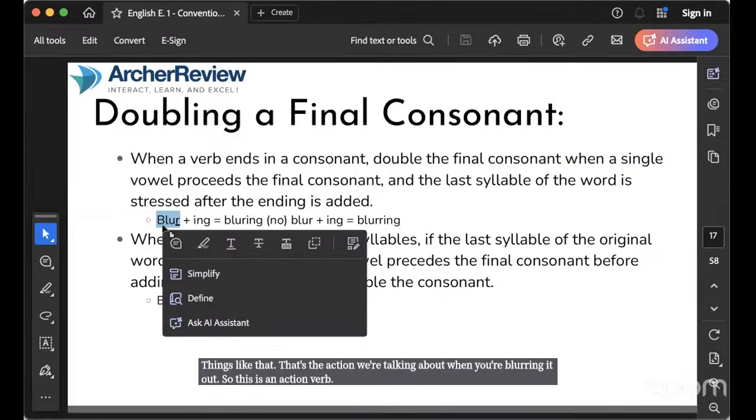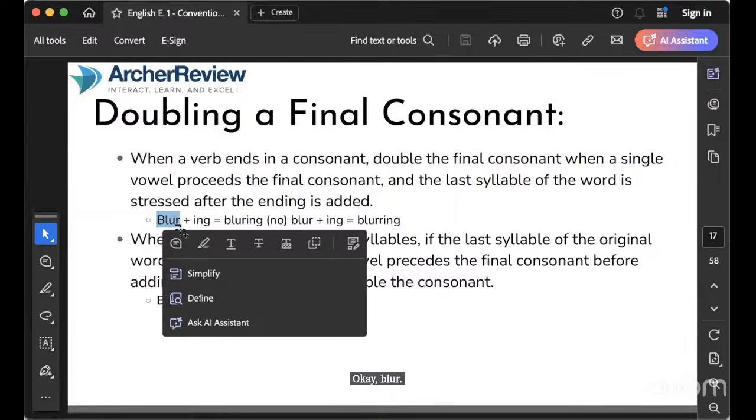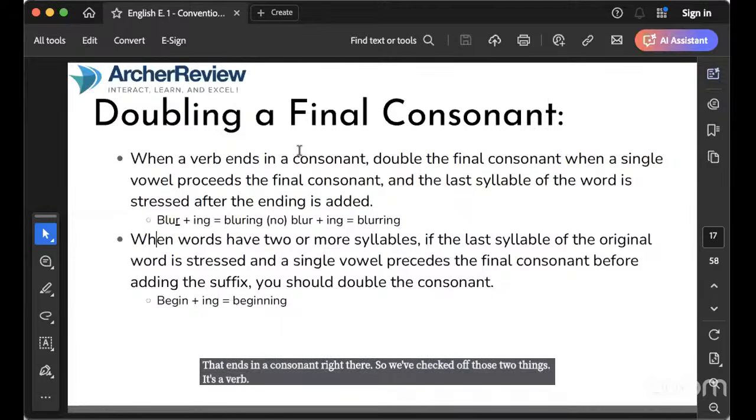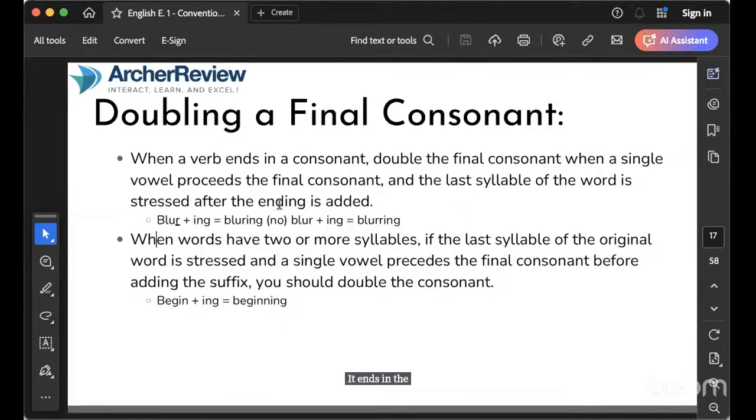Okay, blur. And it ends in the letter R. The letter R is a consonant. So it's a verb that ends in a consonant right there. So we've checked off those two things. It's a verb. It ends in the consonant R. You're going to double that consonant right there.